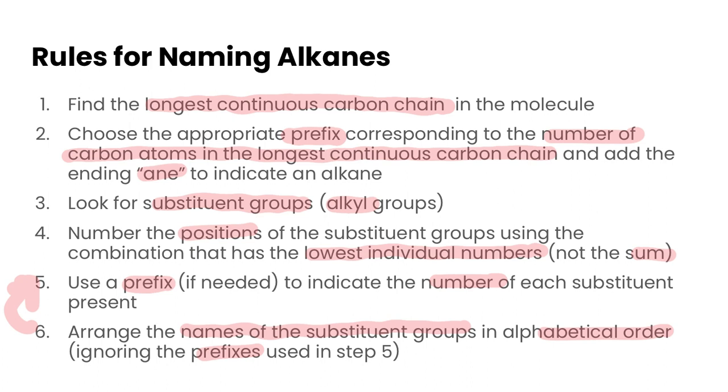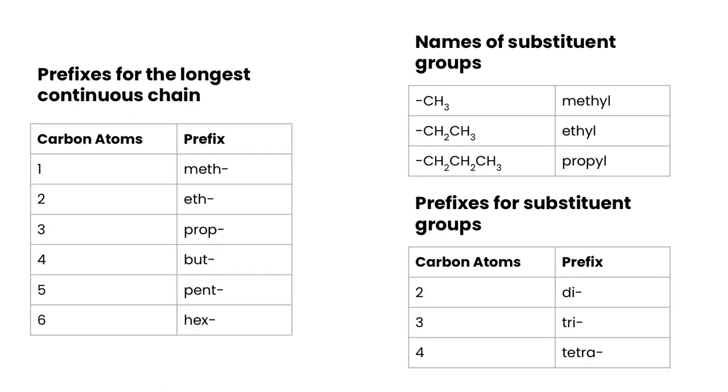Okay, so that's a lot of rules, but let's go through and use them as we look at some examples. Before we get there, though, we do have to talk about some of the prefixes and other names that we need for naming alkanes. So the prefixes for the longest continuous chain, the first 6 carbons, are listed here. If you have 1 carbon, you'd use meth, 2 carbons eth, 3 carbons prop, 4 carbons but, 5 is pent, and 6 is hex.